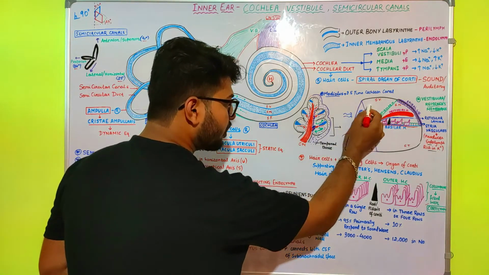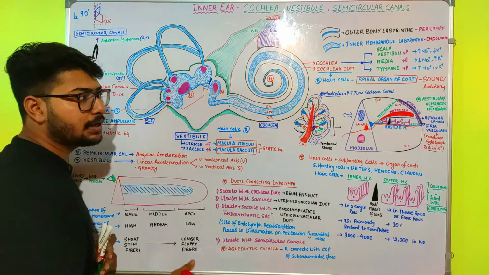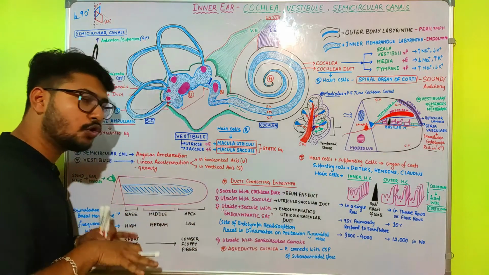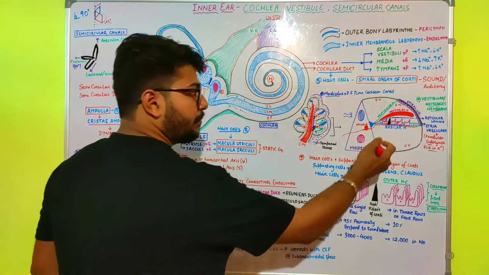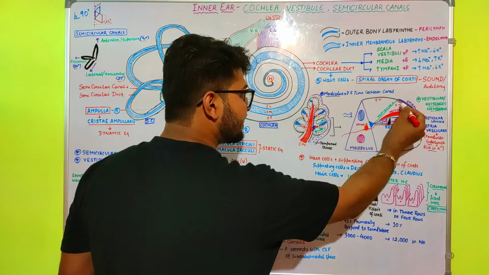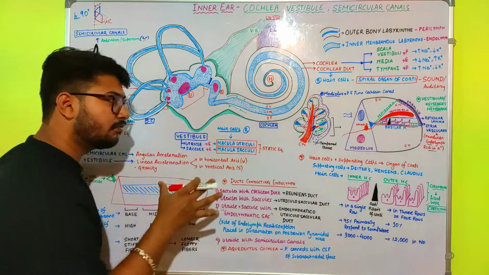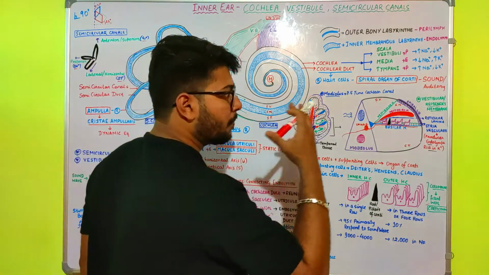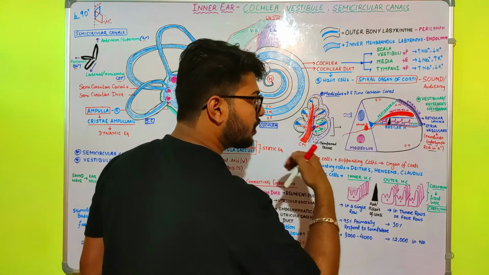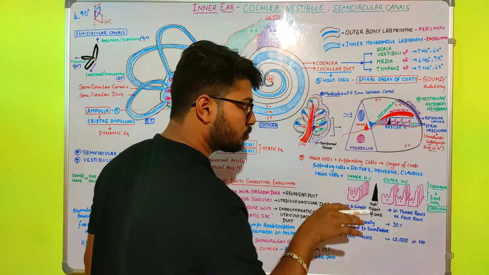As the scala vestibuli is filled with perilymph and the perilymph is going to vibrate, what will happen? Along with the perilymph, the vestibular membrane is also going to vibrate. The vibration of the vestibular membrane leads to vibration inside the cochlear duct. The cochlear duct is filled with endolymph and there will be more vibrations inside the endolymph. Once the endolymph vibrates, similarly the tectorial membrane will also move.